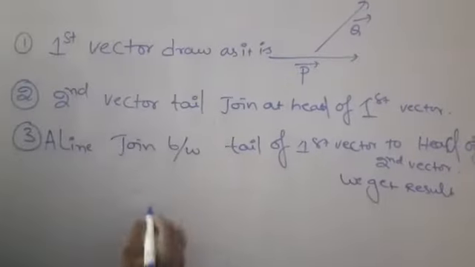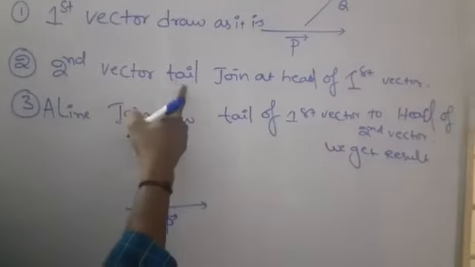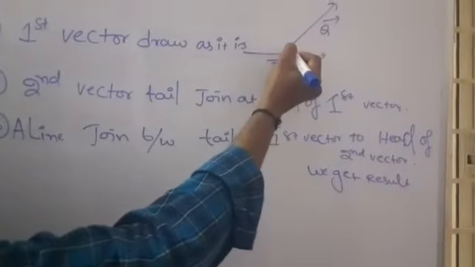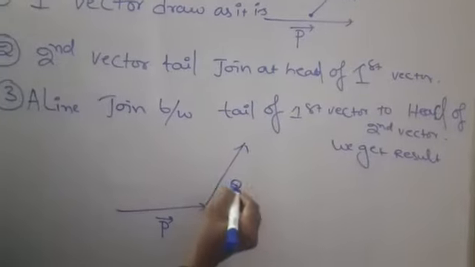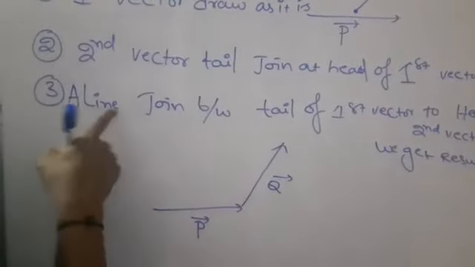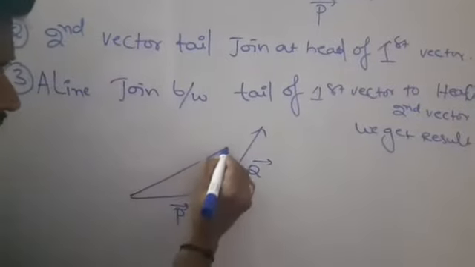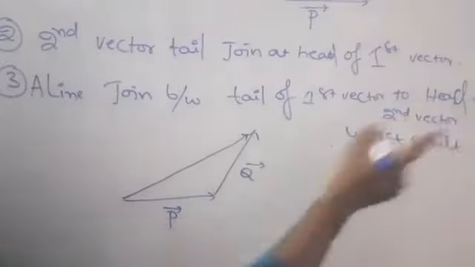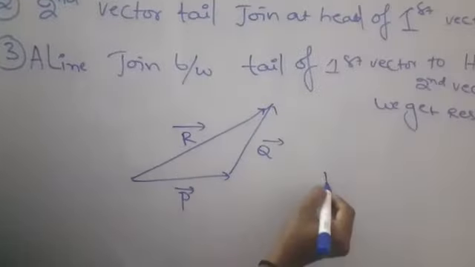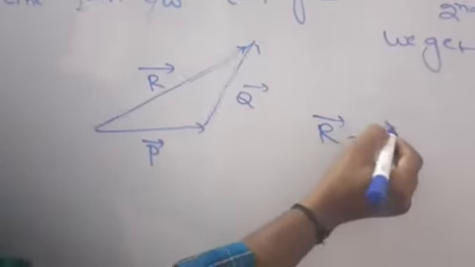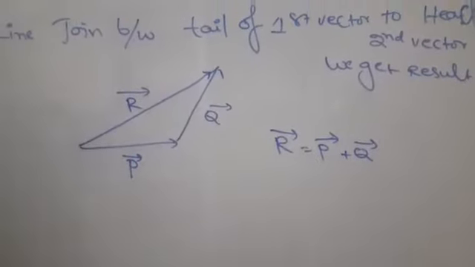So the first vector is drawn as it is. This is the first one, p bar. Next, the tail of the second vector is joined at the head of the first, so q bar. Next, a line joins the tail of the first vector to the head of the second vector. This gives the result, that is r bar is equal to p bar plus q bar. So this is the resultant of two vectors.